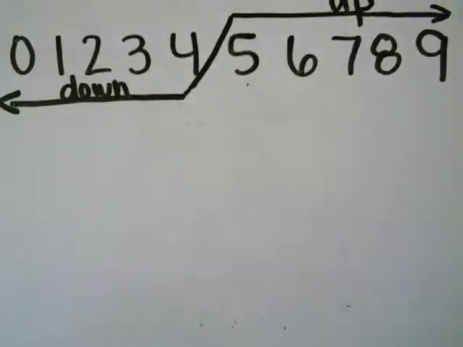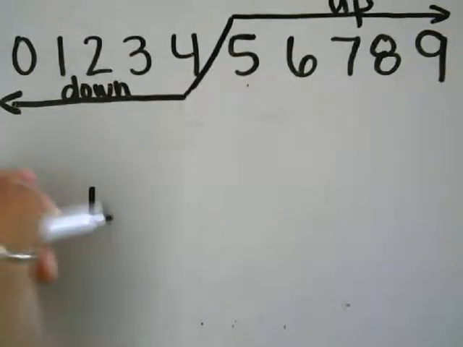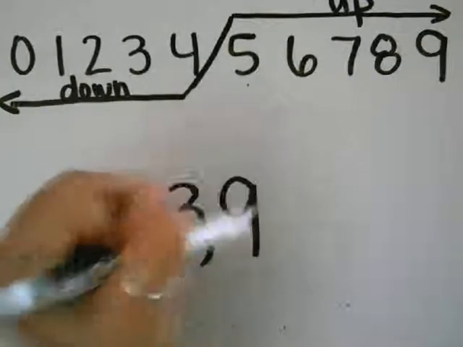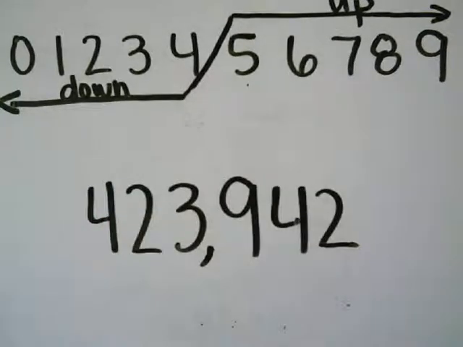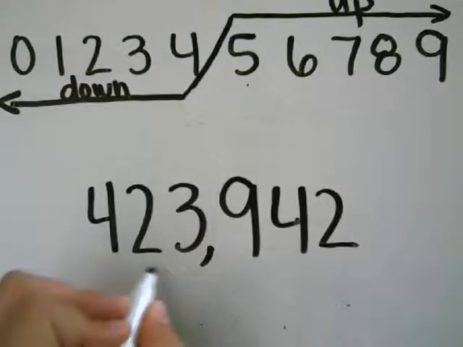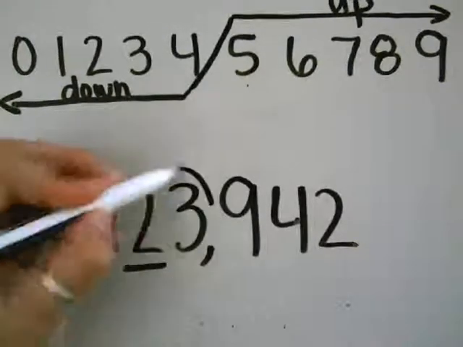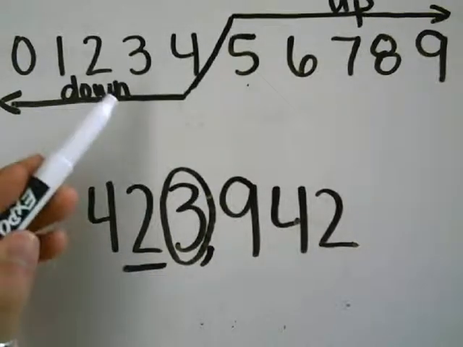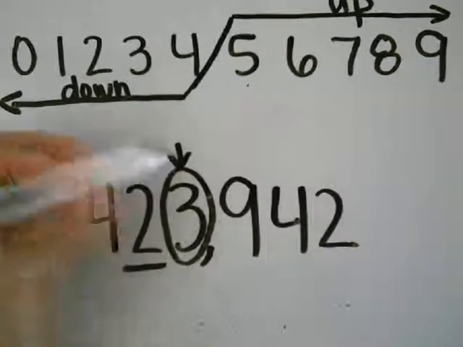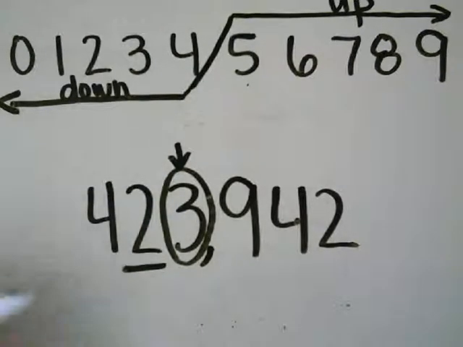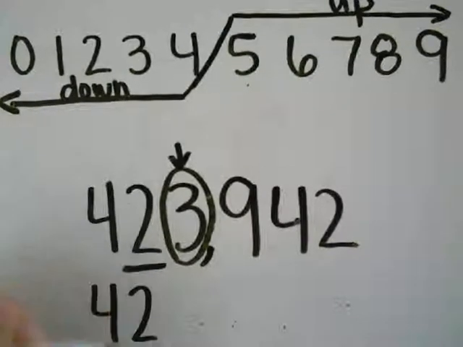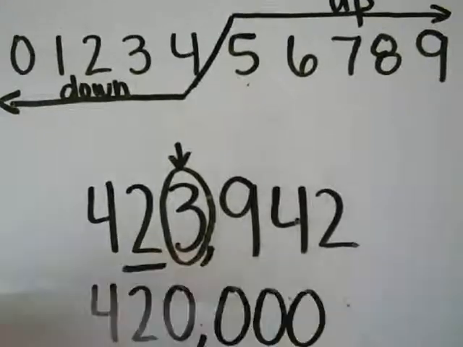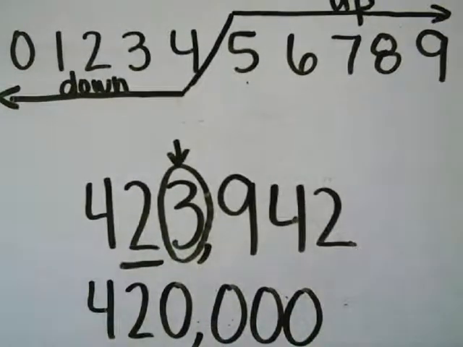Let's try a larger number. And let's say I want you to round to the 10,000s place, which is the 2. So we're going to circle the number to the right of it, which is the 3, and the 3 tells us to round down. So when we round down, we keep this number the same, but we also keep all the numbers to the left of it the same. And then we change the rest of the numbers to the right to a 0. So we end up with 420,000. A nice, easy number to work with.